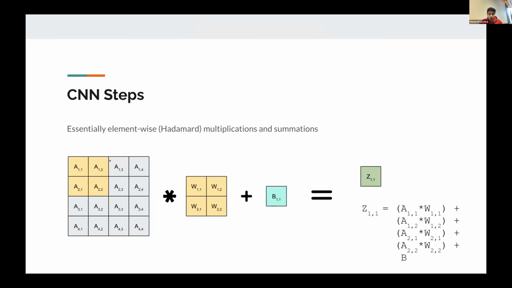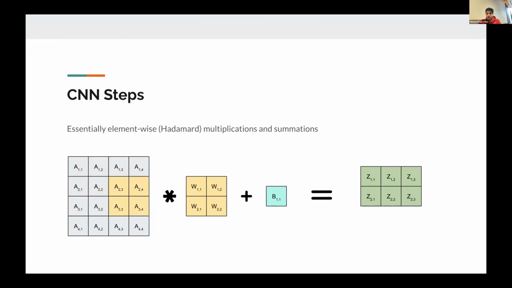You multiply A11 with W11, A12 with W12, and so on, and add the bias to it, and you get element 11. You move the weight matrix over one element to the right, and then you get element 2 of the output. Similarly, you get element 3, element 4, and so on: 2,1, 2,2, 2,3, and 3,1, 3,2, 3,3.